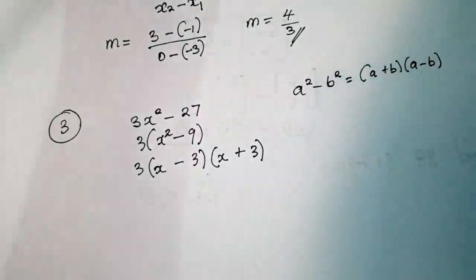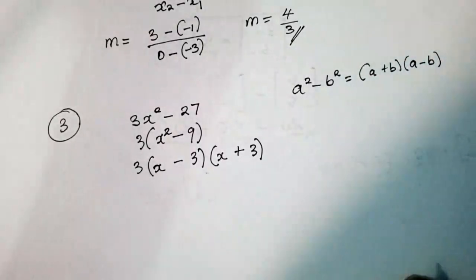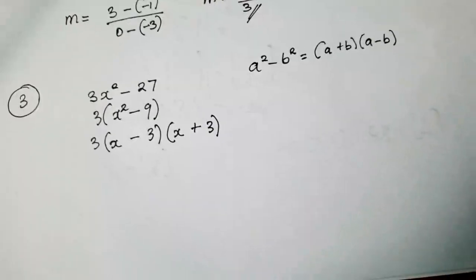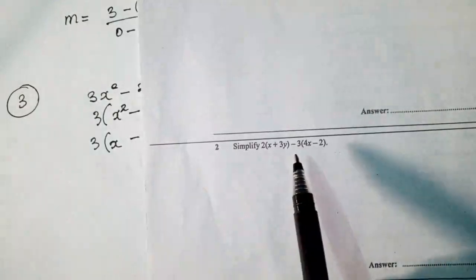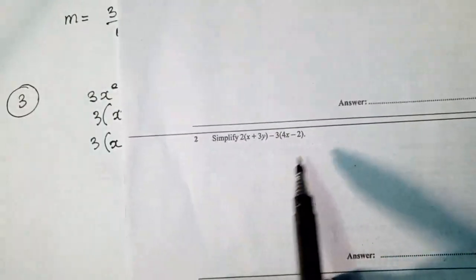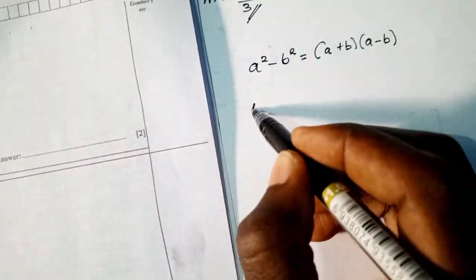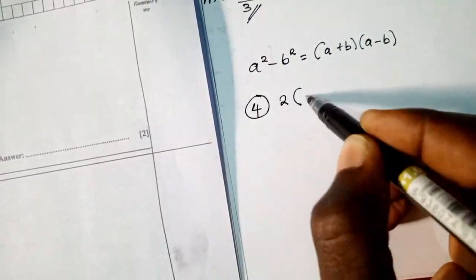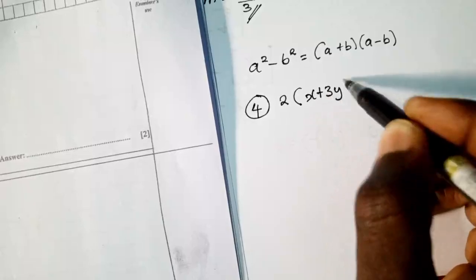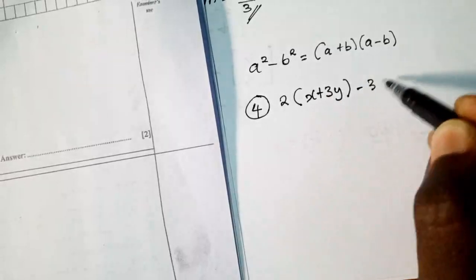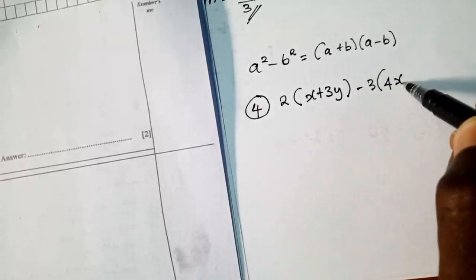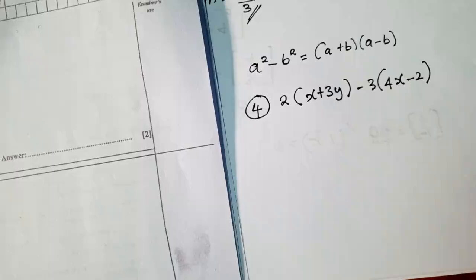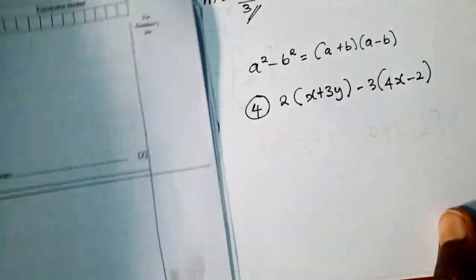The next one says simplify. I'll call it question 4: 2(x plus 3y) minus 3(4x minus 2). All right, so we are simplifying.